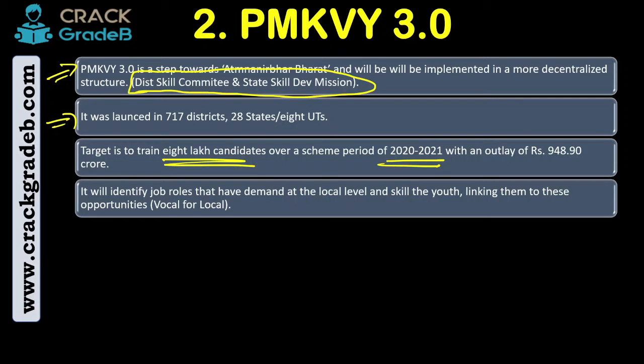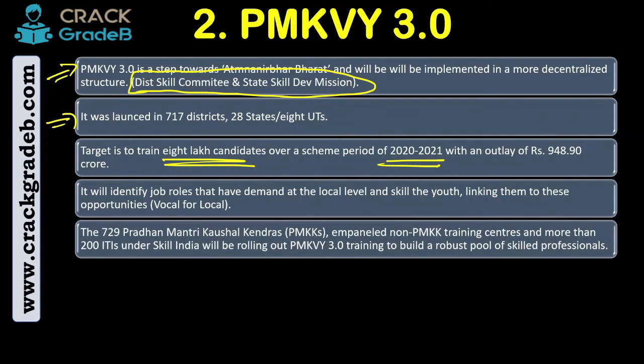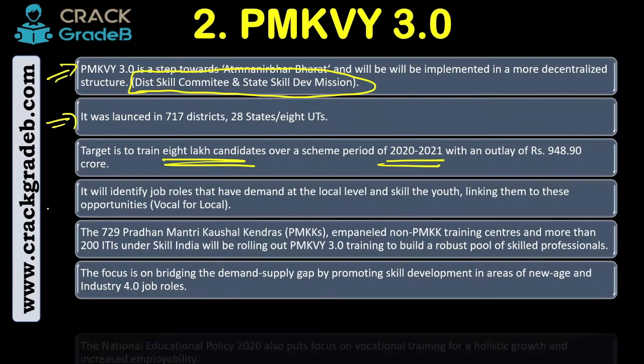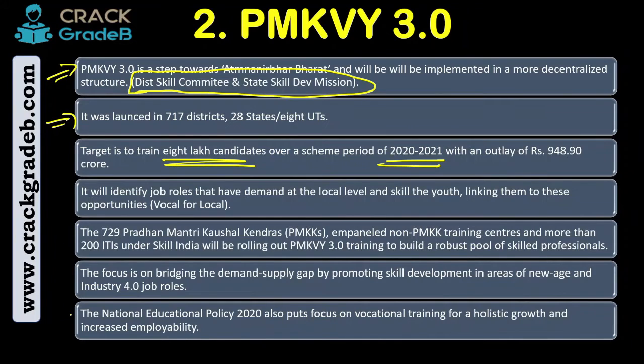Local for vocal. Okay. Then the 729 Pradhan Mantri Kaushal Kendras (PMKKs), employed non-PMKKs training centers and more than 200 ITIs under Skill India will be rolling out PMKVY 3.0 training to build a robust pool of skilled professionals. The focus is on bridging the demand-supply gap by promoting skill development in new age and industry 4.0 job roles. See, the National Education Policy also puts focus on vocational training for holistic growth and increased employability.